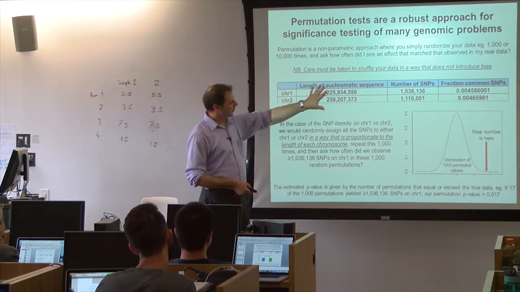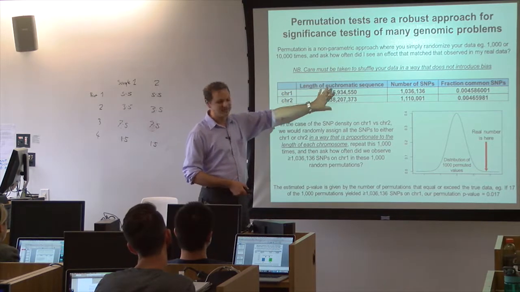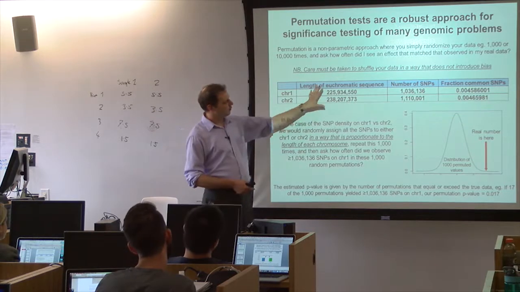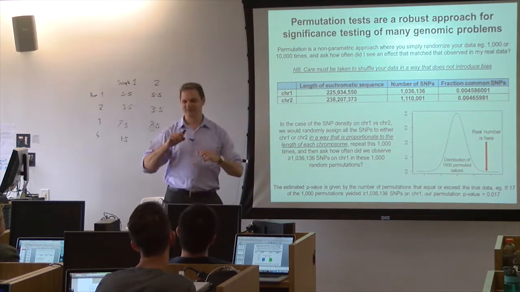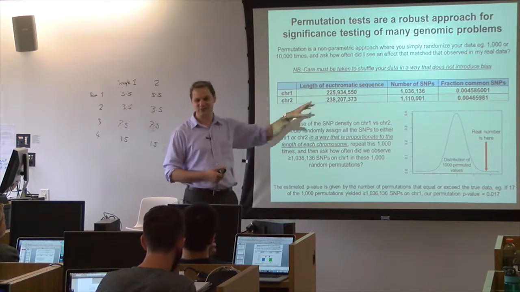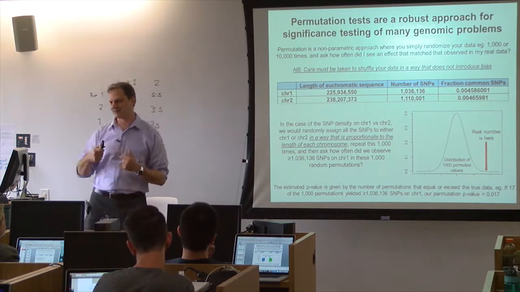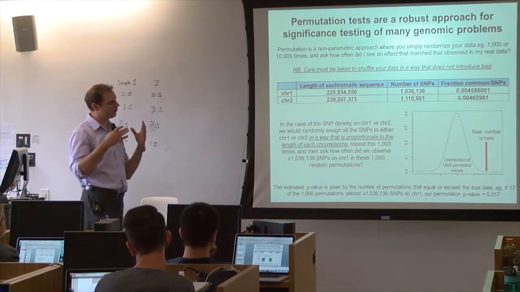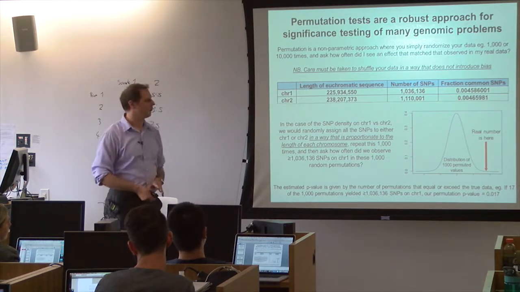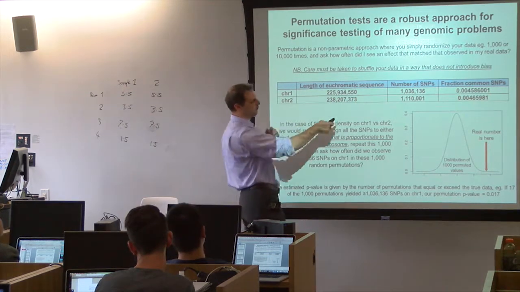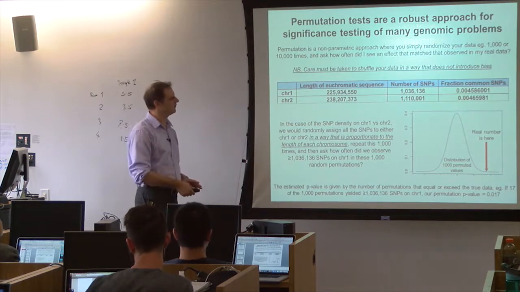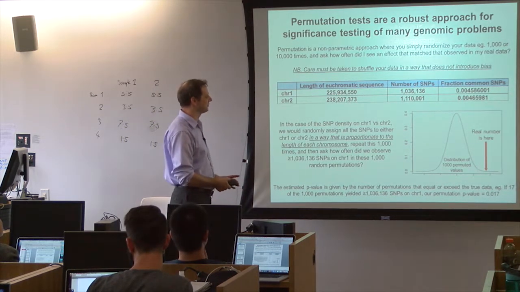So let's take the example of SNP density on chromosome 1 versus chromosome 2. The really important thing here is the randomization, because while permutation testing is a really good way of getting a handle on significance, what was the likelihood that the observed data could have occurred by chance, you have to be really careful that when you're randomizing your data, you're not introducing some new bias that influences your permutation test.